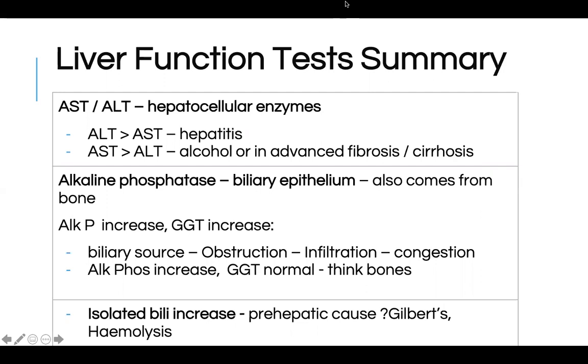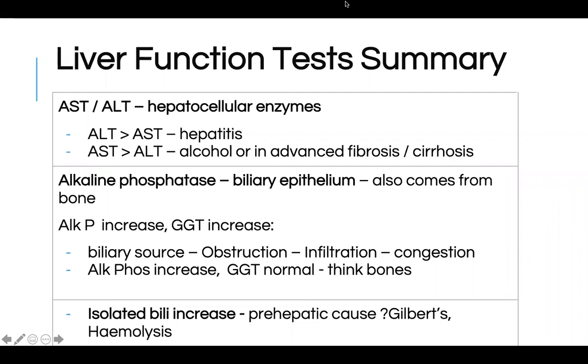Yes, as a prehepatic cause of jaundice. So this is just a few little key points that I like to remember. Your AST and your ALT are hepatocellular enzymes, and usually in hepatitis, ALT is greater than AST. If AST is greater than ALT, it's usually an alcoholic liver disease or very advanced cirrhosis.